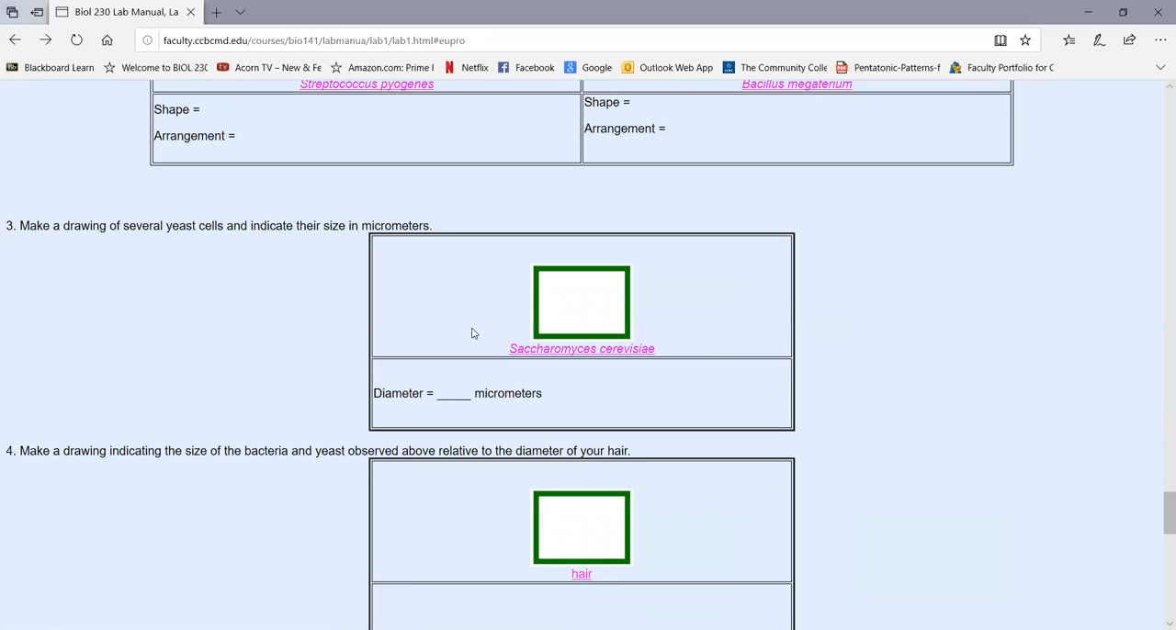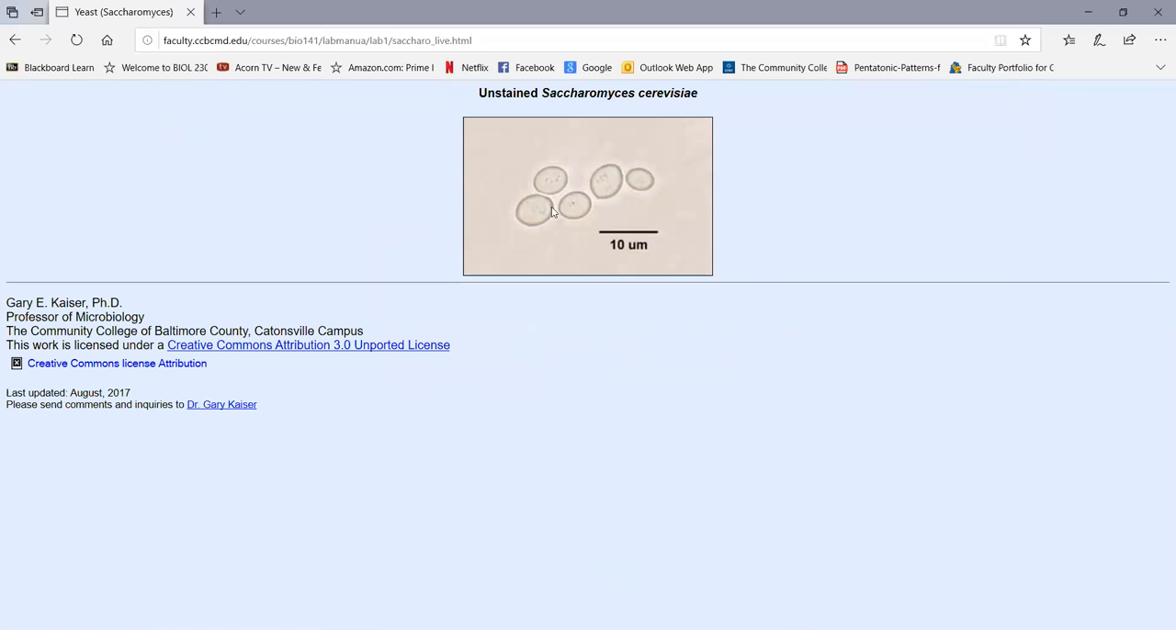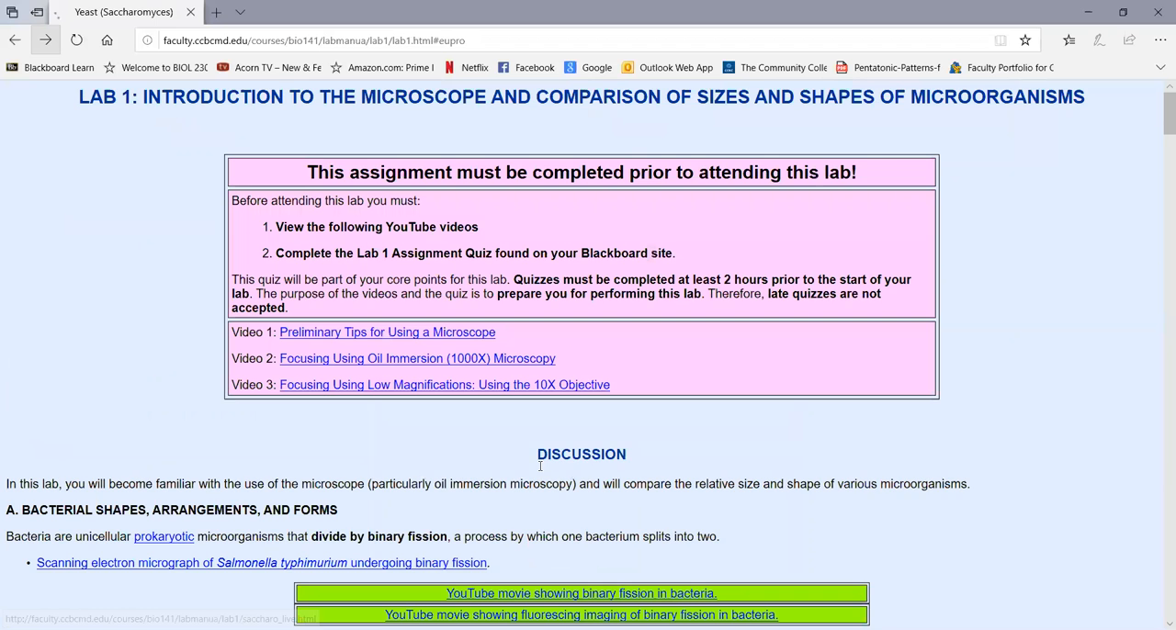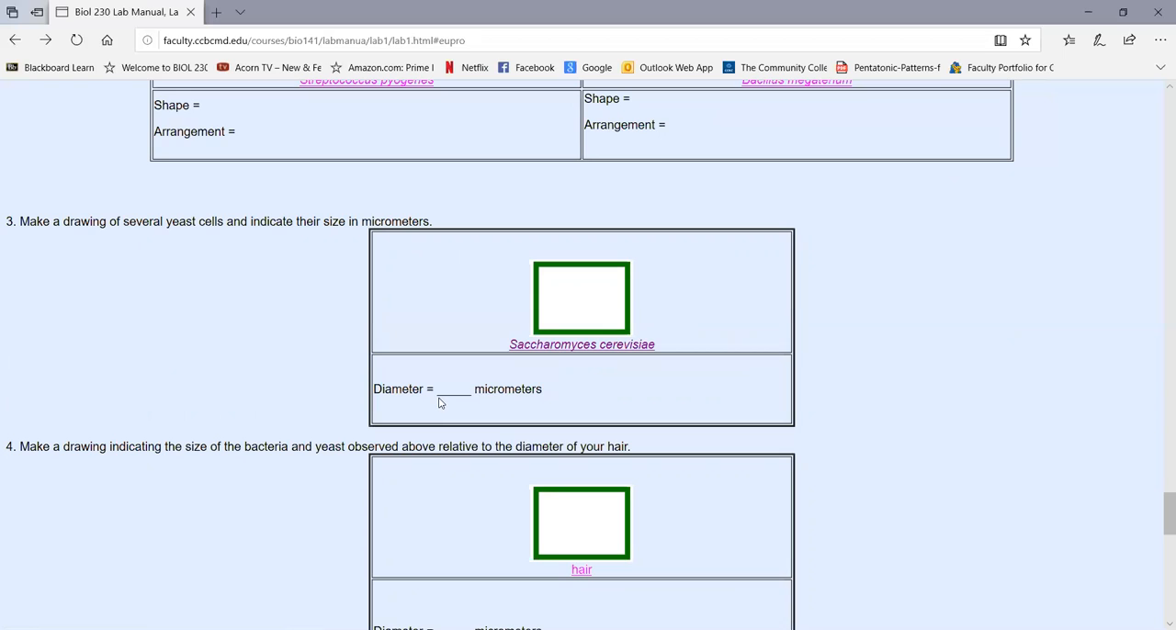You're going to make a drawing of several yeast cells, the Saccharomyces cerevisiae. Now, again, these are unstained, so we have to reduce the light to see them. But you want to notice how much bigger that is than a coccus-shaped bacterium. In fact, a coccus-shaped bacterium is about the size of that little granule inside the yeast there. So you want to measure the diameter in micrometers, or if it's more oval, length and width.